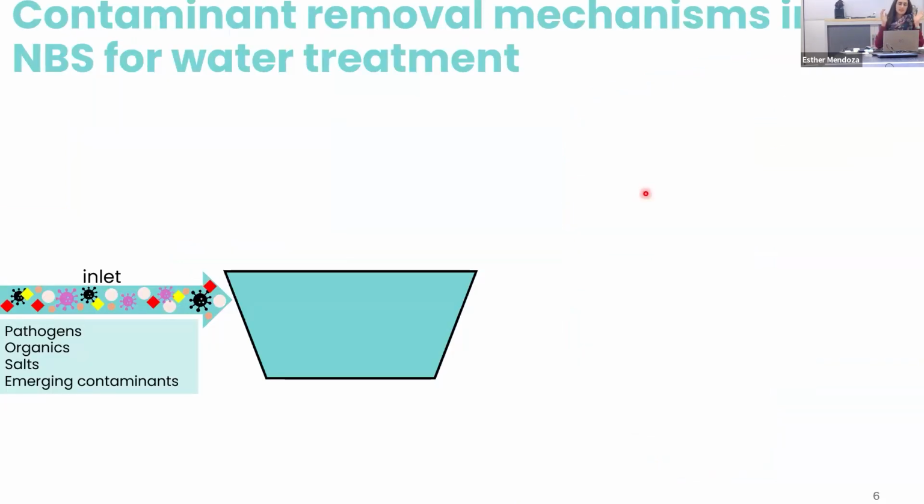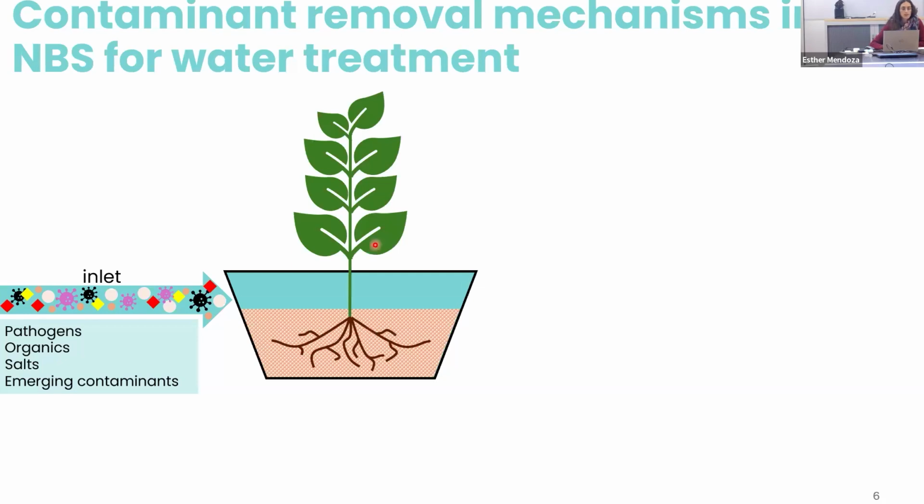So how do these solutions work? In general, we have an inlet of any type of wastewater or rainwater that usually contains a wide array of contaminants depending on the source: salts, pathogens, organic emerging contaminants, viruses, bacteria, a lot of contamination sometimes. So in general, this water goes to the solution. Most commonly, the solutions have a substrate, and very commonly, there are plants in the nature-based solutions.